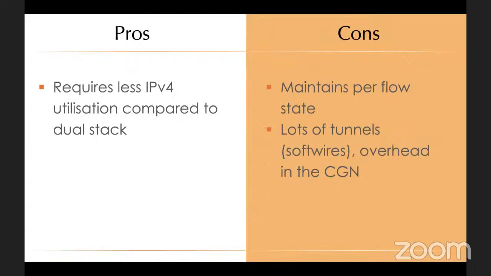And then the CGN is a bottleneck because we have a lot of tunnels ending at it. So it's a tunnel concentrator, and we have a lot of overhead in the CGN.